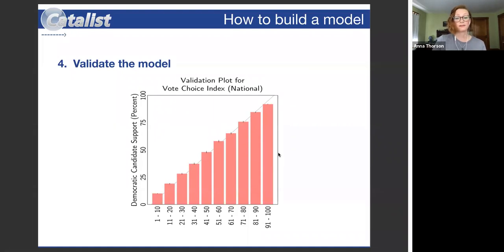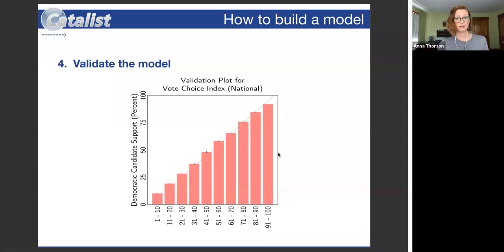And so this is my favorite kind of chart to show people. If you've ever been on a webinar with me, I do a lot of webinars for Catalist on models. You know that I love this kind of validation plot because I think it really makes sense. It really helps you understand not only how well the model works, but also what to expect when you use the model.